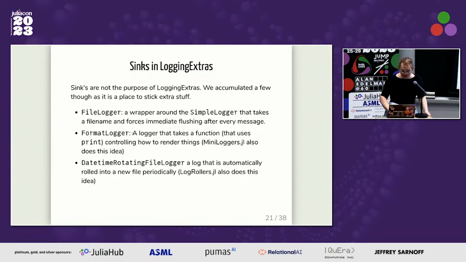We have the format logger, which takes a function to control how to render messages, which is useful if you want to change the formatting of the logger a little bit. There's also a MiniLoggers.jl package, which has a broadly speaking similar idea, which is kind of cool. And we have the datetime rotating file logger, which is a log that periodically rolls over to be in a new file, which is useful if you've got a very long-running process that you need to keep track of. There's also the LogRollers.jl package, which accomplishes something fairly similar.